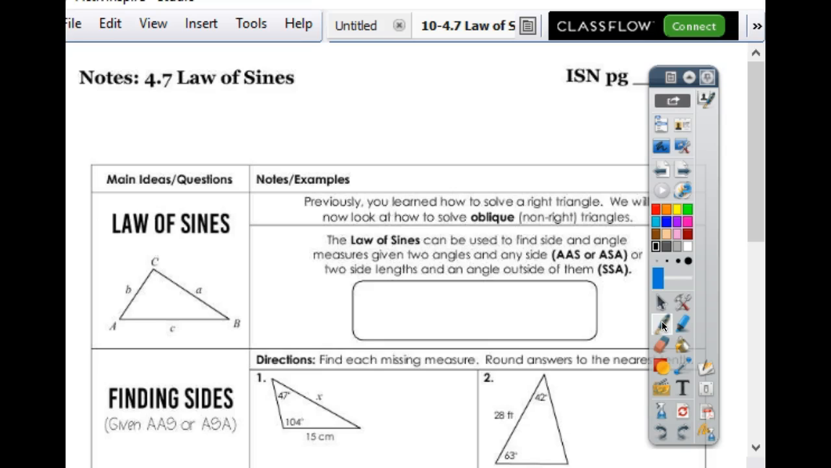Okay, so first of all, when I draw a triangle, the angles are capital letters. So A, B, and C, those are the capital letters. And the side across from the A is a lowercase a, and that's side a. Across from C is a lowercase c, and across from B is a lowercase b. And that's how we're going to label all the time, just for convention. So the law of sines looks like this.